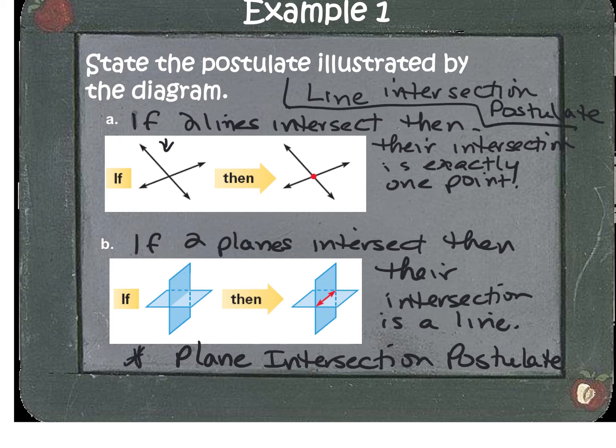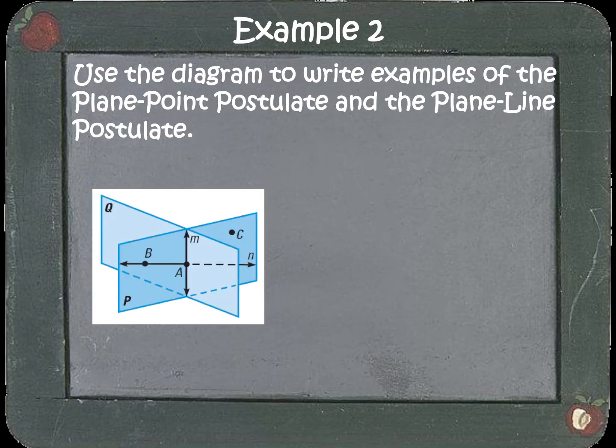This is the name, or you can describe what you see. It says, use the diagram to write examples of the plane line postulate and plane point. So let me do plane point first. Now, when it asks you to use the diagram, then you're not just going to restate the postulate. You have to give me specific points or lines or whatever it is from the picture. So remember, the plane point postulate states that a plane contains at least 3 non-collinear points.